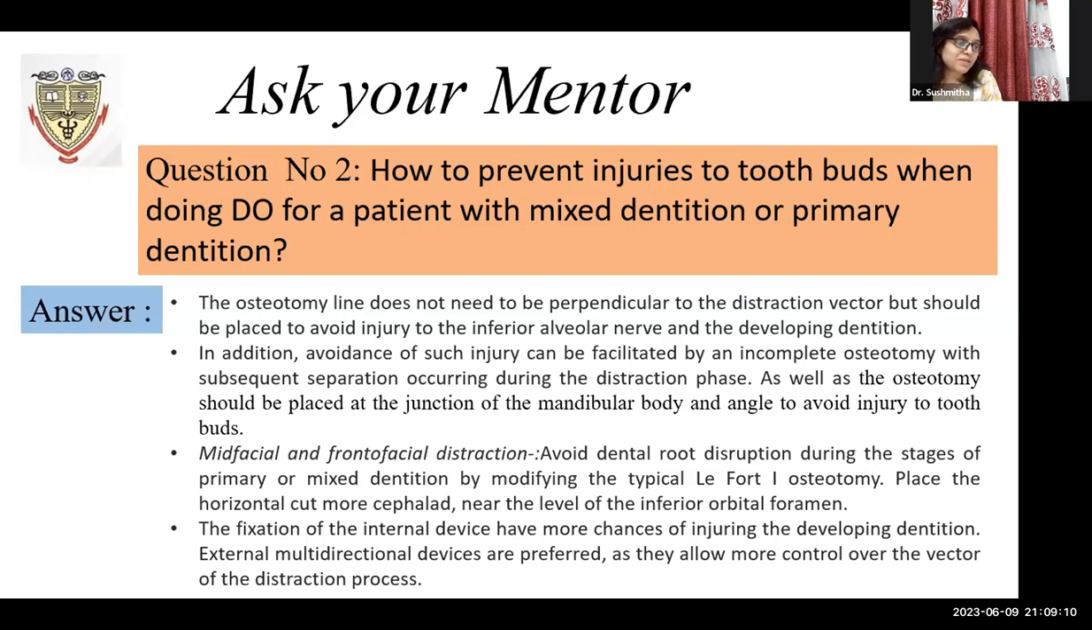So you can have 3D imaging and virtual surgical planning, and this allows for the optimization of the osteotomy sites, and you can place it posterior to the dentition. When you consider the maxillary distraction, you can avoid the tooth buds by placing the osteotomy cuts above the level of the tooth buds, which is just inferior to the infraorbital foramen. And it is really important that radiographic studies should be done to plan the feasibility and the placement of the devices.